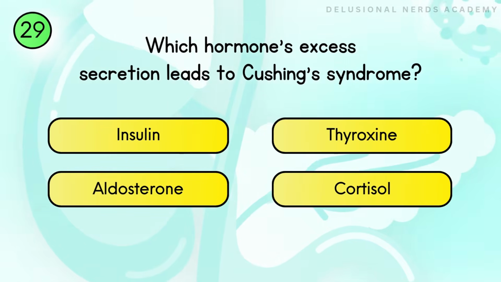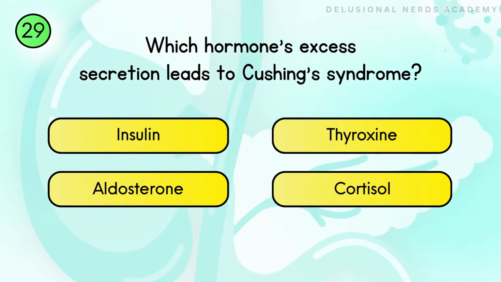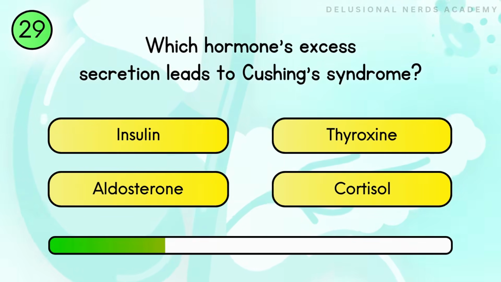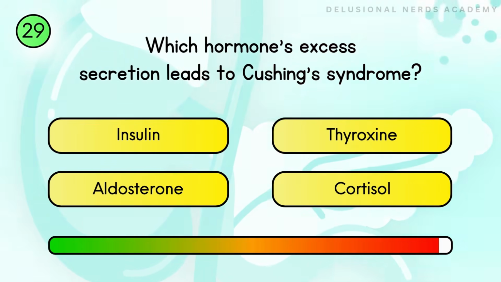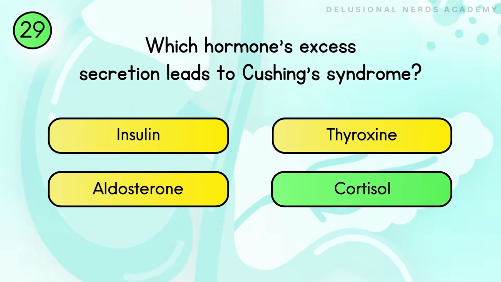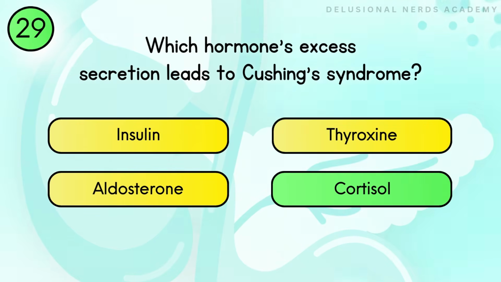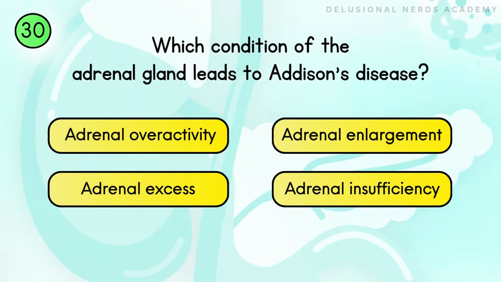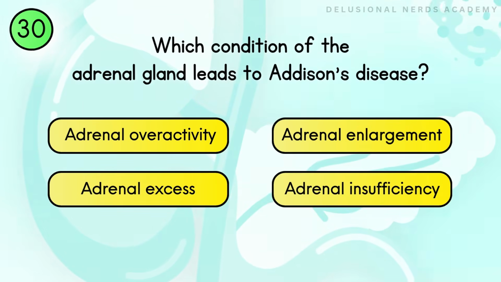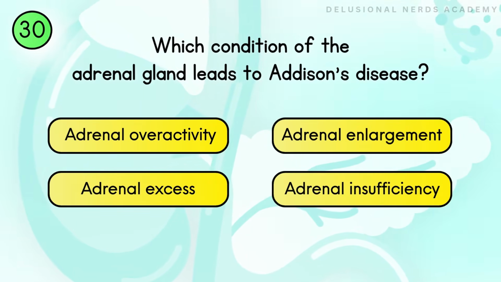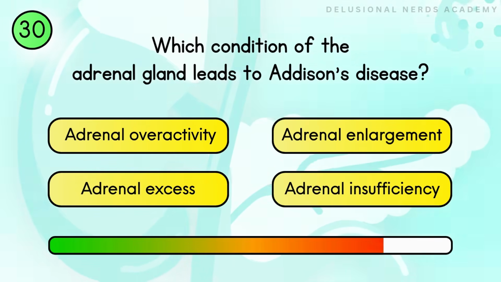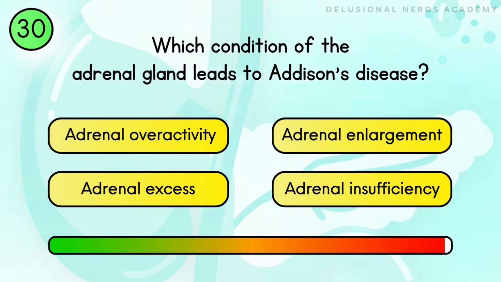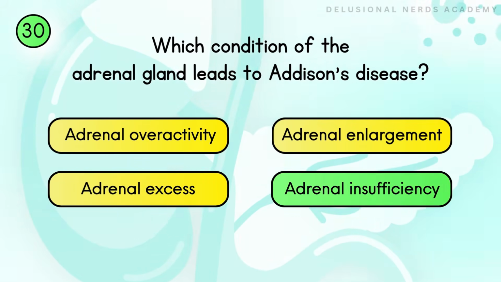Which hormone's excess secretion leads to Cushing's syndrome? Cushing's syndrome is caused by the excess secretion of cortisol. Which condition of the adrenal gland leads to Addison's disease? Addison's disease occurs when the adrenal glands fail to produce enough hormones.